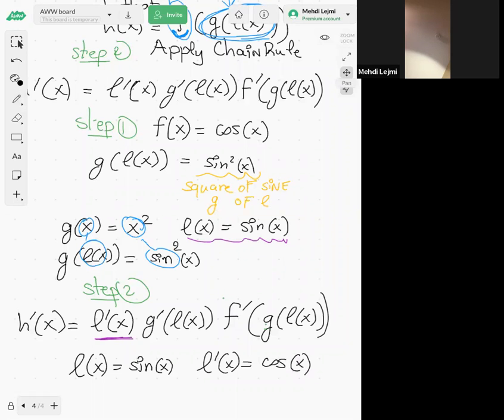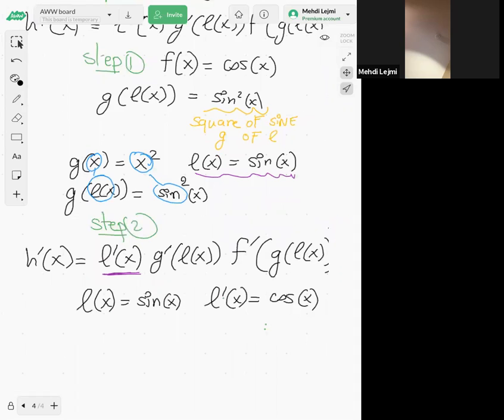Next, in the formula we need g prime of l, right? So first, what's g prime? Well, g of x is x squared, so g prime, of course, is, g is a power of x: you bring down the power and you decrease the power by 1. So that's 2 times x to the power 1, that's 2x. So that's my g prime of x.